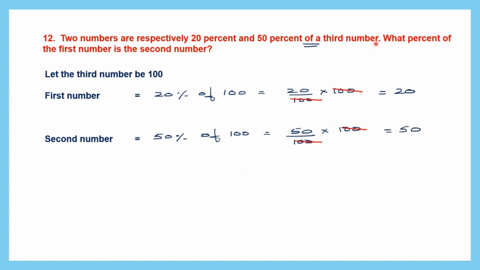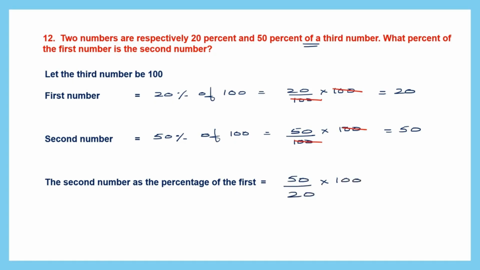Now what do we have to find? What percent of the first number is the second number? You should be careful about your question. Now here what they're saying is the second number as a percentage of the first. That's what they're saying. The second number as a percentage of the first number we have to say. Okay, so that means here we have to write the second number on top and the first number below that, and since it's percentage we multiply this by 100.